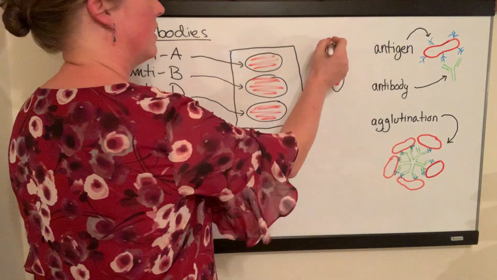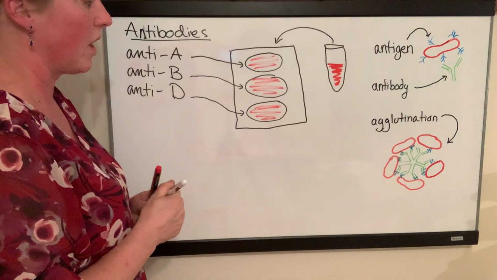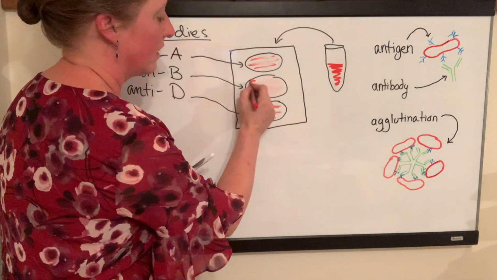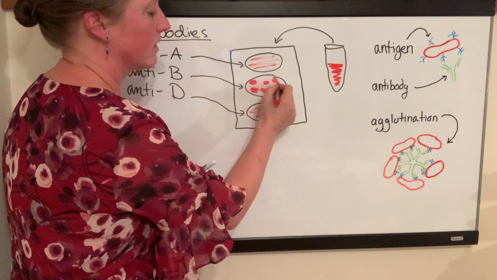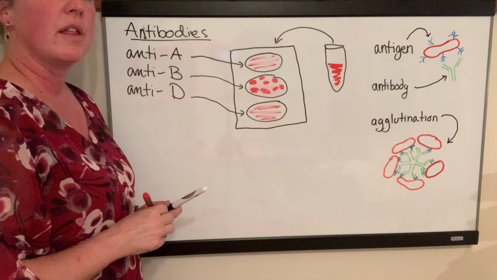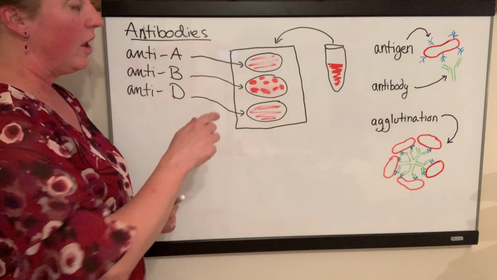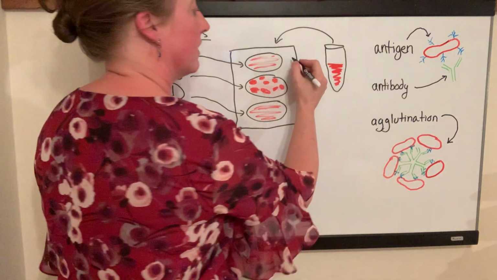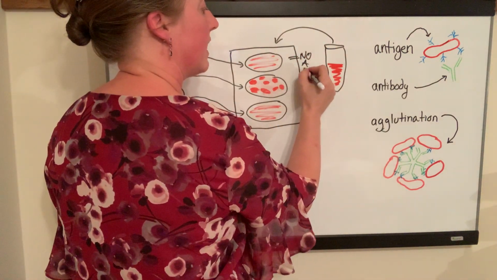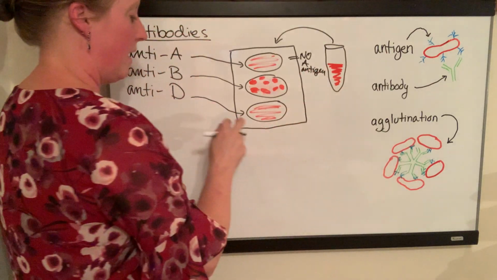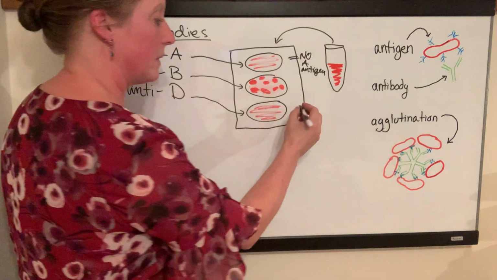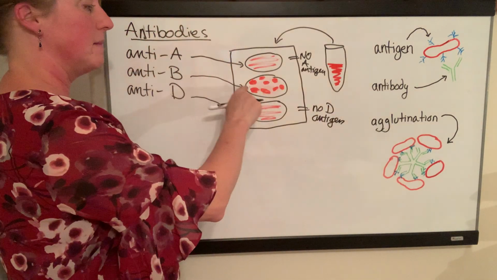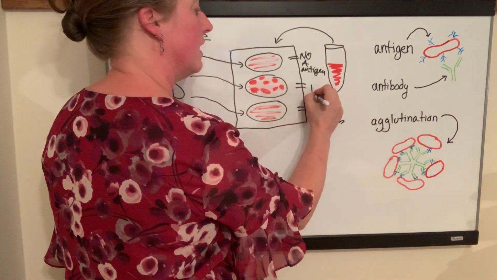Now, initially, it should just look like a drop of blood, spilled blood. But if we see within a few moments clumps developing, it starts to look chunky and spotted, then that means that an agglutination reaction occurred. So if we saw this, I added anti-A to this one and there was no clumping, then that means that there is no A antigen. When I added anti-D and there was no clumping, that means that there is no D antigen. But when I added anti-B, I saw clumping. So that means that there is the B antigen.